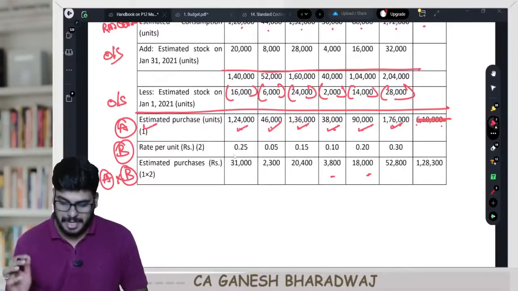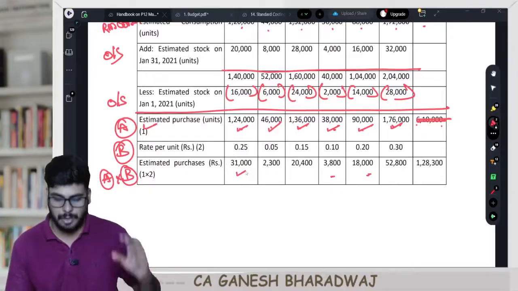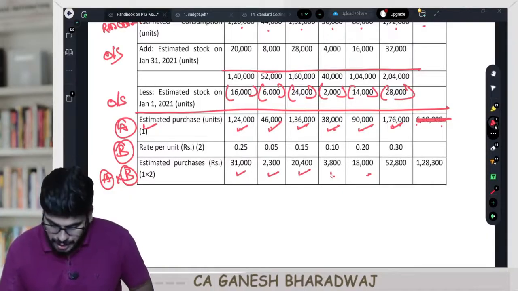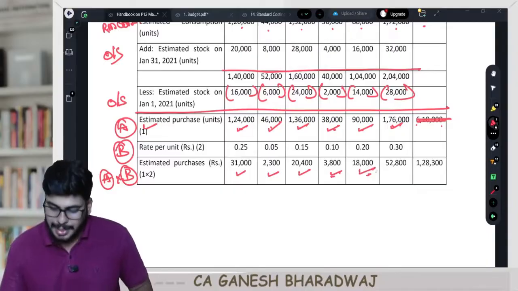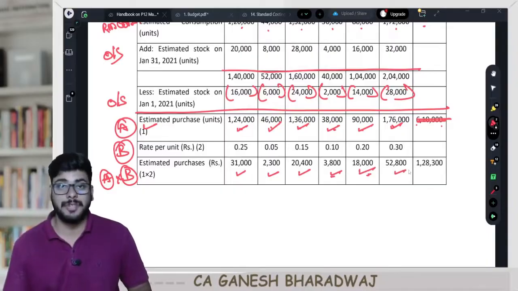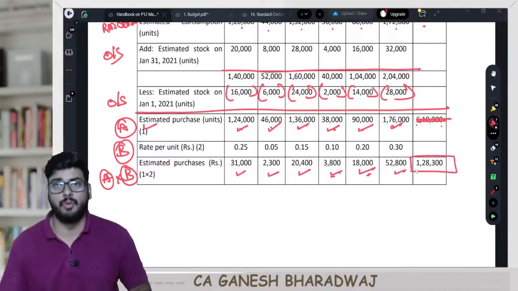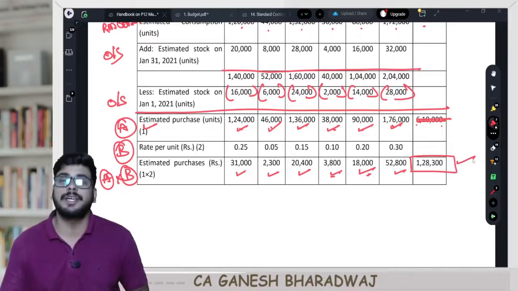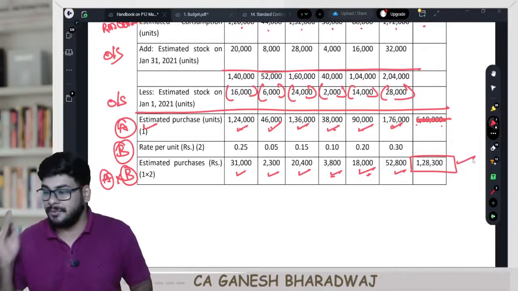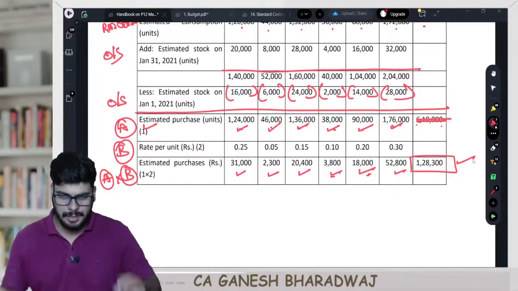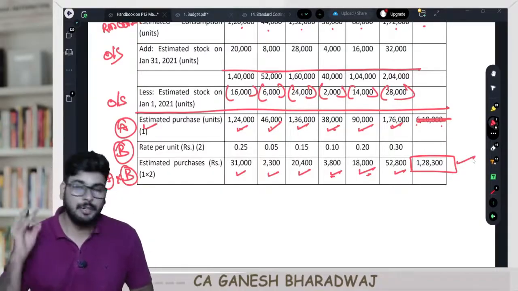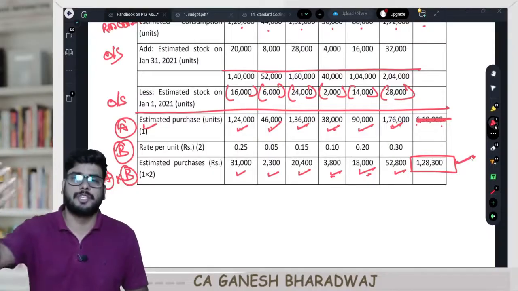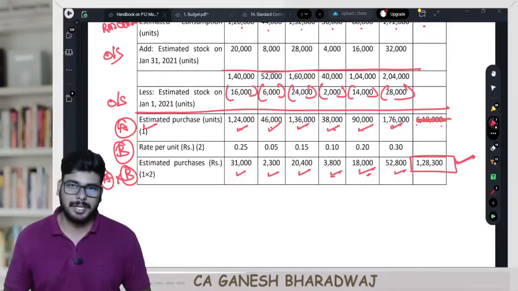So now the raw material purchase cost for raw material A is going to be how much? 31,000. B, 2,300. C, 20,400. D, it's 3,800. E, it's 18,000. And F is going to be 52,800. This can be added as a whole. Why? Because now I've converted everything into rupees. So now it's going to be how much? 1,28,300. So now I can clearly plan for my raw material purchases. So in this period, I need to prepare myself to the tune of 1,28,300 rupees for the purpose of raw material purchases. Are you clear with this, guys?